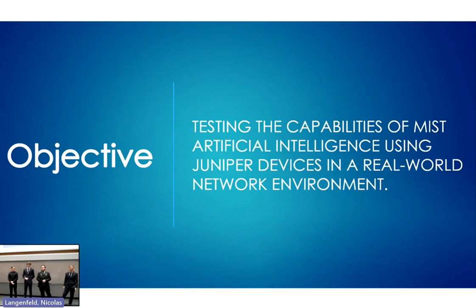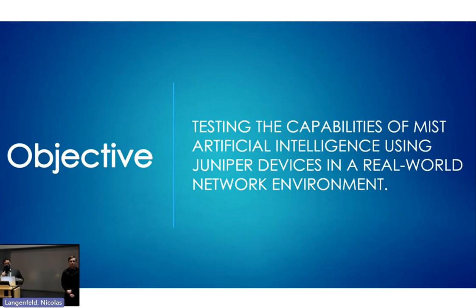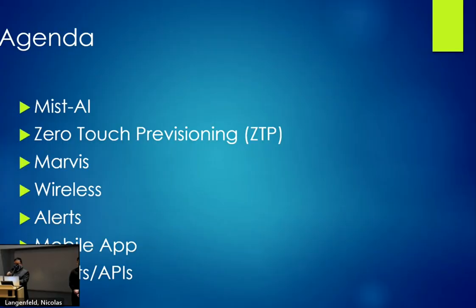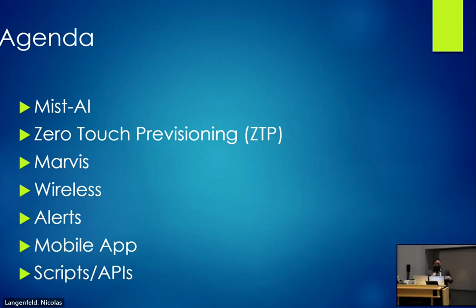And our objective for our Capstone is to test the capabilities of Mist Artificial Intelligence using Juniper devices in a real-world network environment. So for our presentation today, we will be going over what Mist AI is, zero-touch provisioning, Marvis, wireless features, the alert systems, and then the mobile application, then last but not least, the scripts and the Mist API.